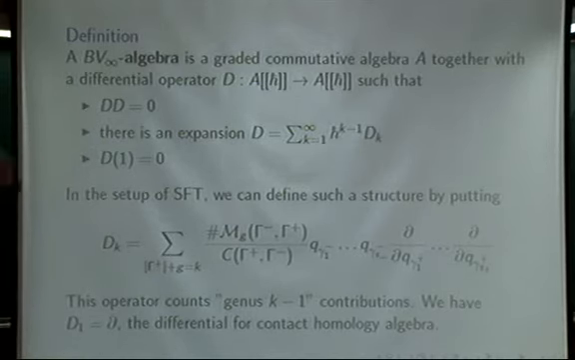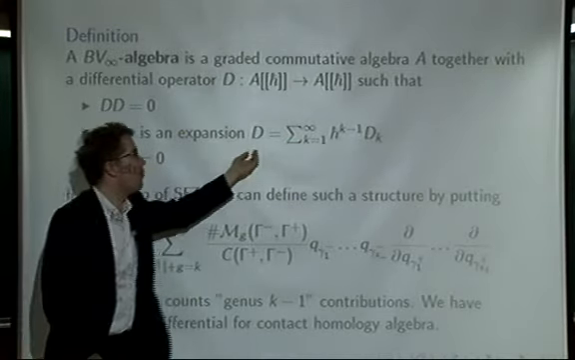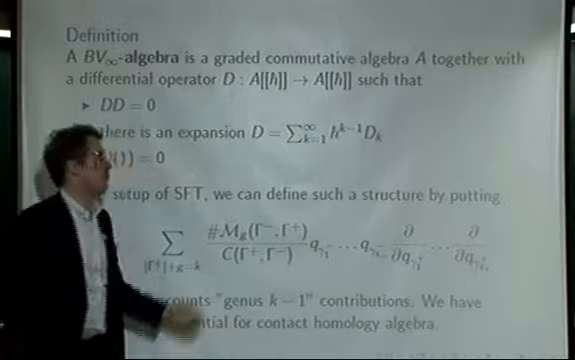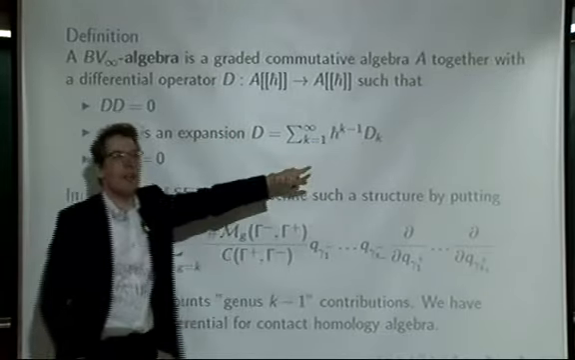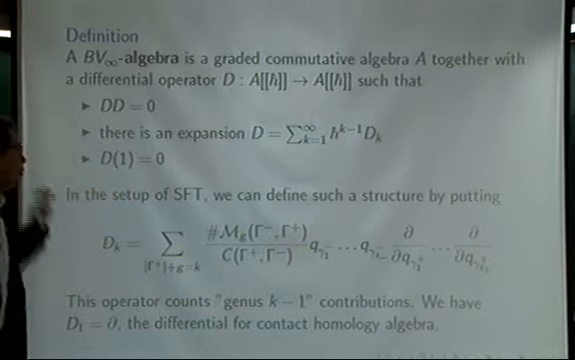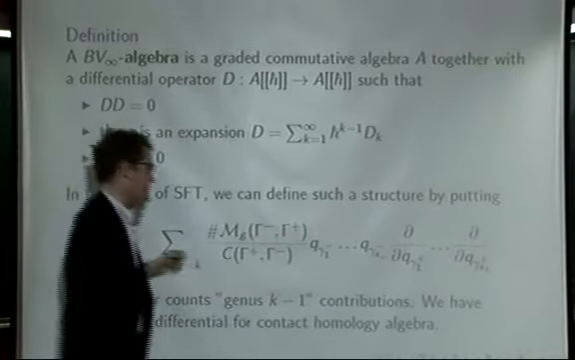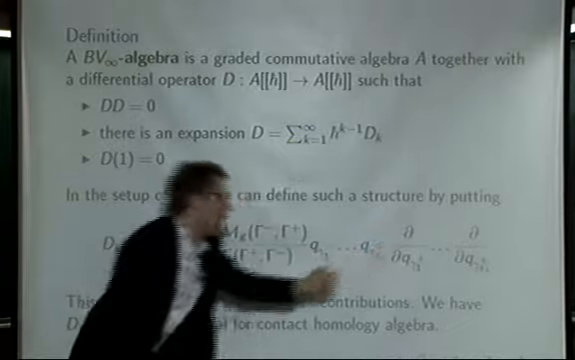This differential operator you should be able to expand it in terms of something like this, where this is a differential operator of order k, and d of 1 is 0. So this is just the general definition of this notion. In the setup of symplectic field theory, you can just specify this, and there's an explicit formula. This is the formula.